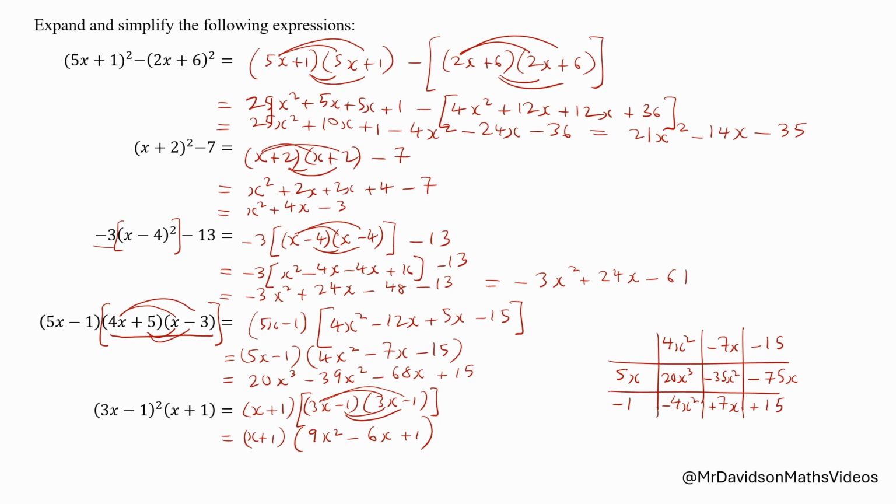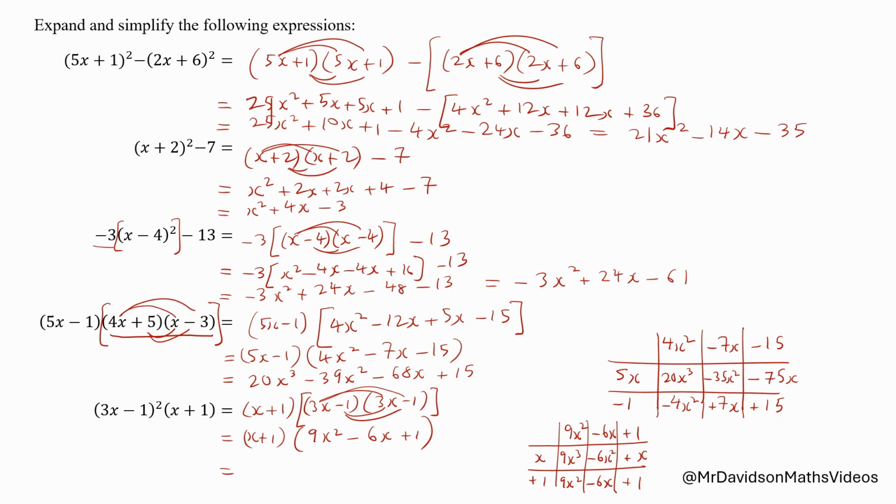And then if we do this again on the grid, this is x plus 1, 9x squared minus 6x plus 1. 9x squared times x is 9x cubed. x times minus 6x is minus 6x squared, plus x. 9x squared times 1 is 9x squared, minus 6x plus 1.